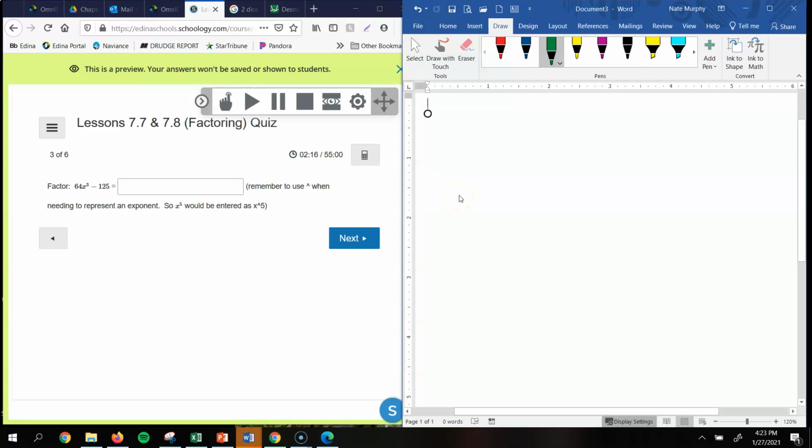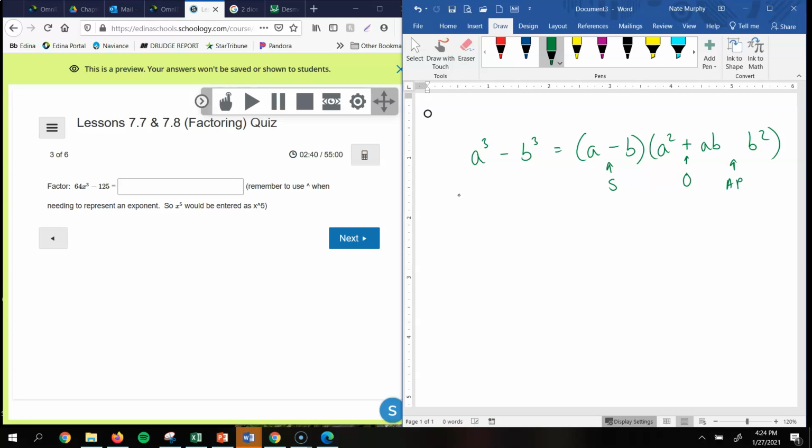So this is a difference of cubes. Remember with the difference of cubes, I'm just going to write down the format here. So we'd have a cubed minus b cubed would factor down to be a minus b. Remember we have that SOAP acronym because inside of here we would have this same format where we'd have a squared, ab, and b squared. Then we have that SOAP acronym. So we have the same sign, and then we have the opposite sign, so this would be plus, and then we have always positive, so this would be plus as well. So that's going to help us out here.